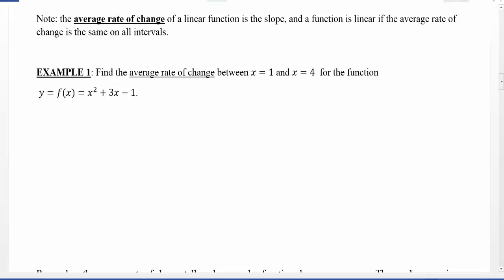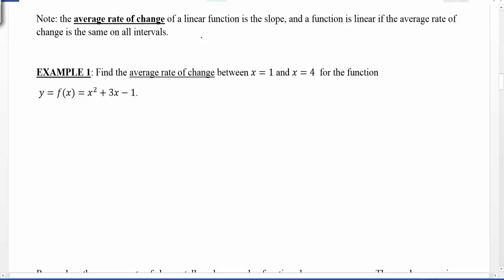Let's look at a few examples of how we can compute average rates of change in other ways that are not on graphs. So first, let's look at an example of a formula here, y equals f of x equals x squared plus 3x minus 1. And let's try to find the average rate of change between x equals 1 and x equals 4.